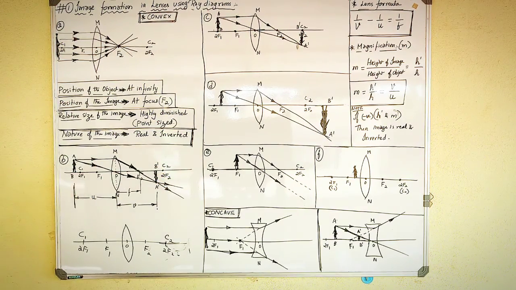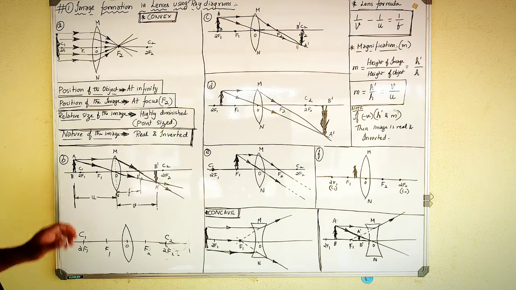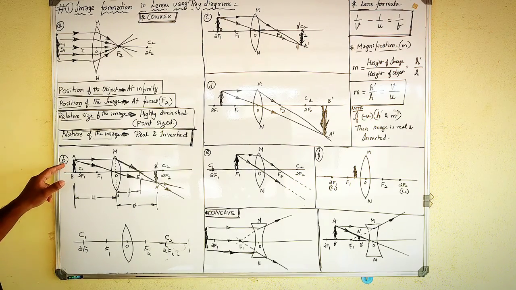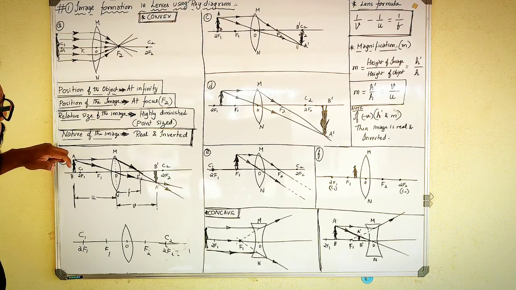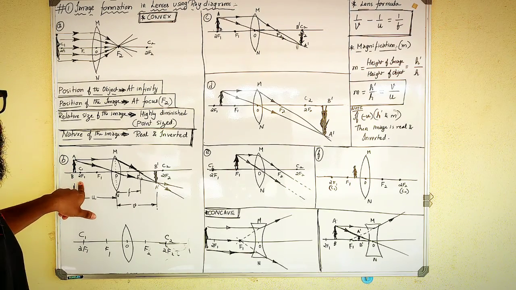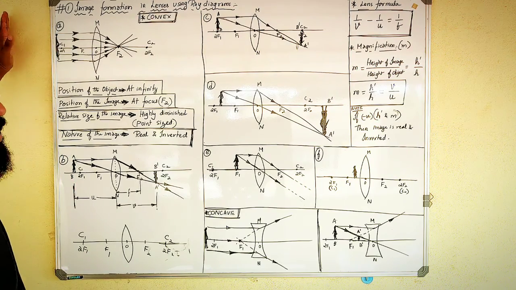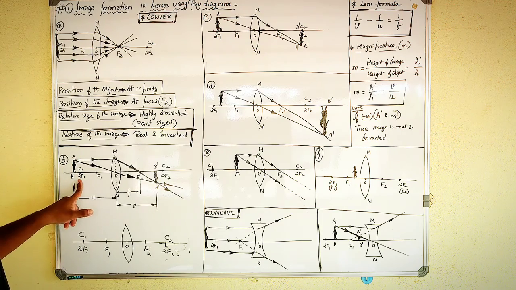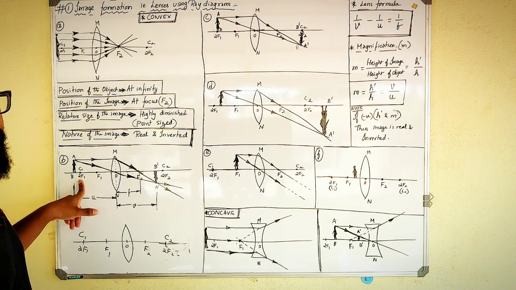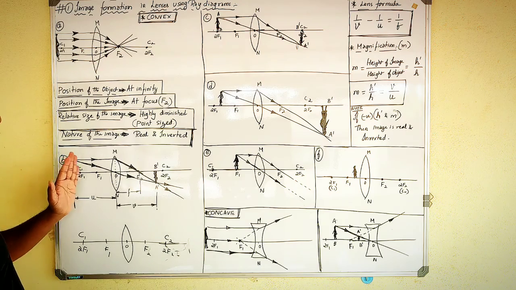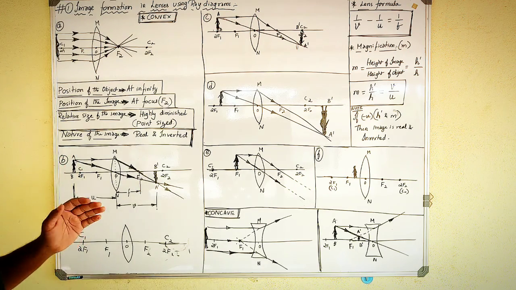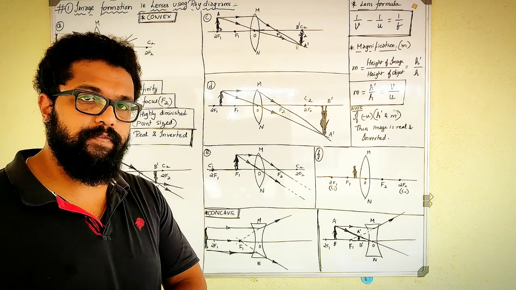In the second diagram, you can see that the object is coming closer to the center of curvature. He was far away, at infinity. He is starting to come closer towards the center of curvature, that is F1. So he is beyond the center of curvature, closer to it, or a little far away from the center of curvature.